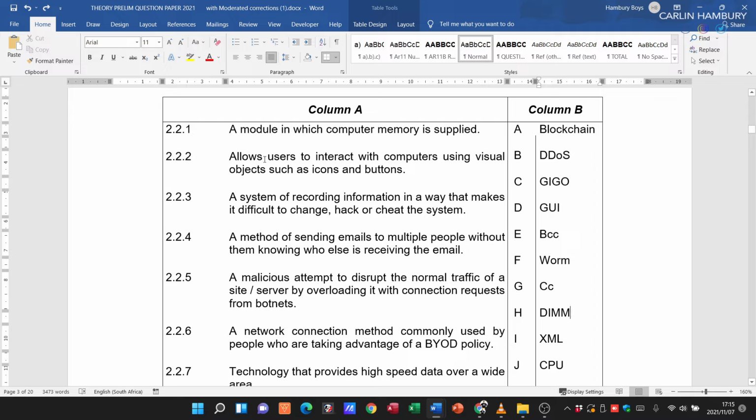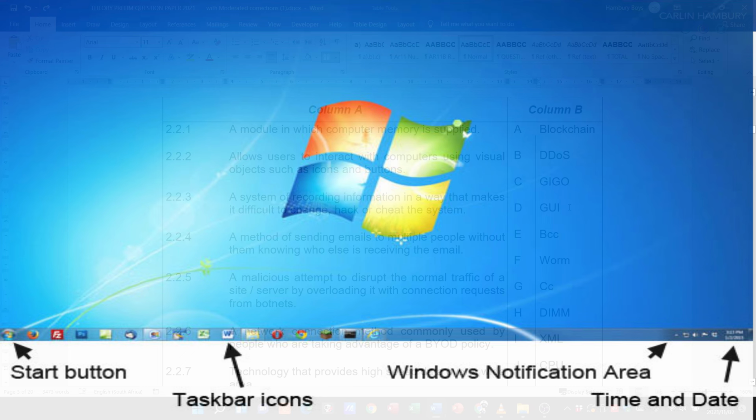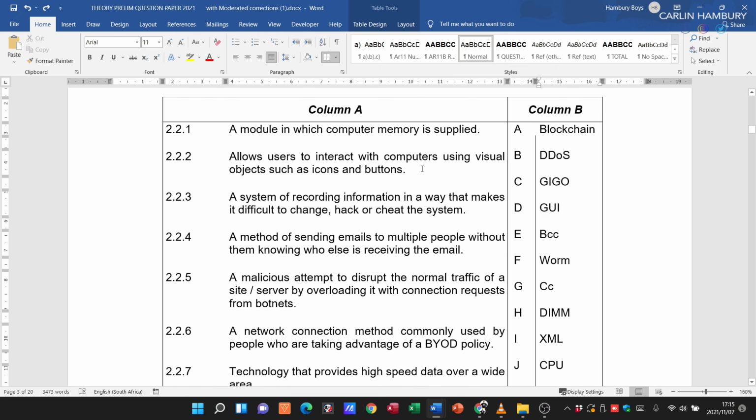2.2.2. This allows users to interact with computers using visual objects such as icons and buttons. Okay, so we're talking about interaction using icons and buttons. That's going to be our GUI, or our graphical user interface. All right, remember our desktop icons, all those things. That's how we interact with the computer.